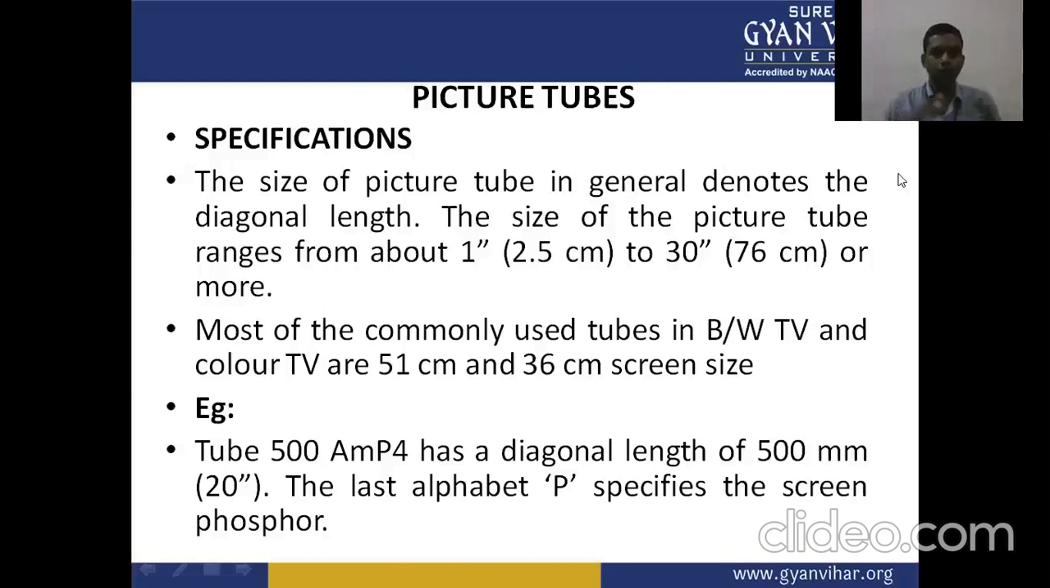The most commonly used tubes in black and white TV and color TV are 51 centimeter and 36 centimeter screen sizes, and this size is always measured along the diagonal. So black and white TV is available in 51 centimeters, and our color television is available in 36 centimeters. For example, the tube 500 AMP4 has a diagonal length of 500 millimeters, that is 20 inches. The last letter P specifies that the screen is a phosphor screen.